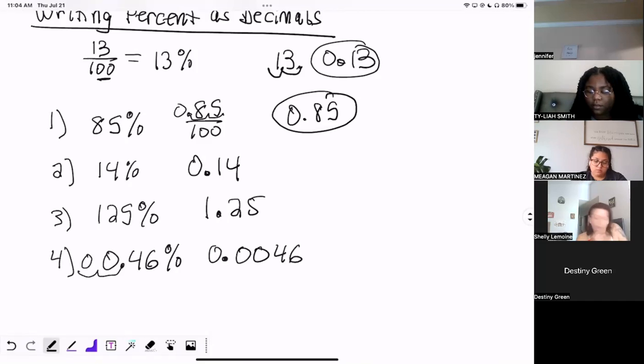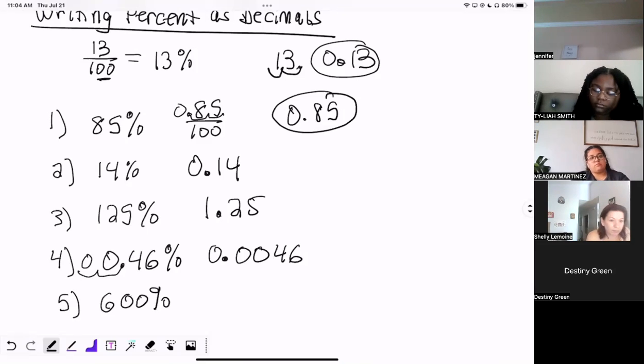That's my decimal form. So every single time you move the decimal place 2 places to the left. Let me do one more, that's a little odd one too. 600%. Well, I would take my decimal place, which is at the end, and move it 2 places to the left. And my decimal form is just 6.